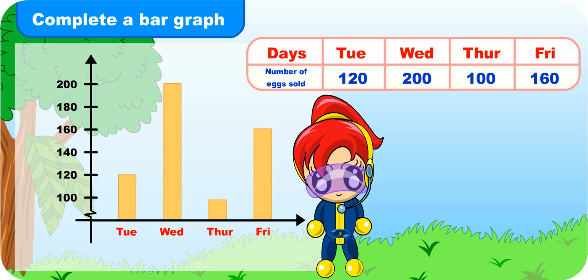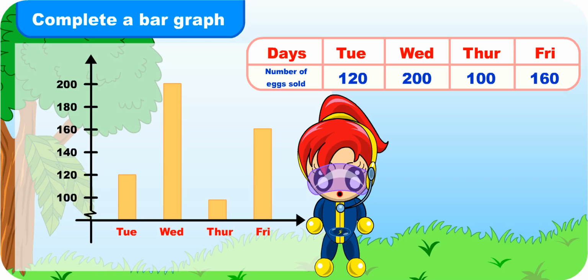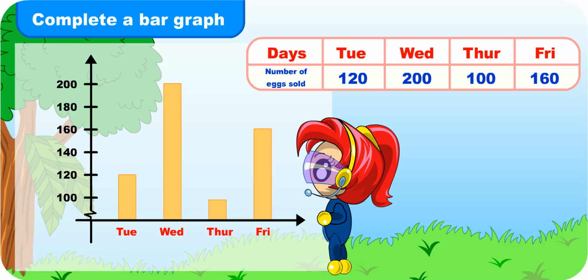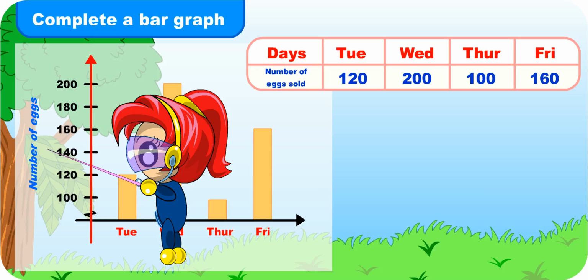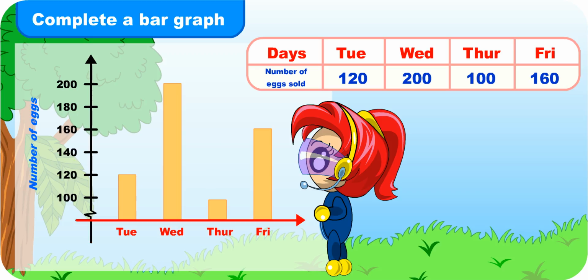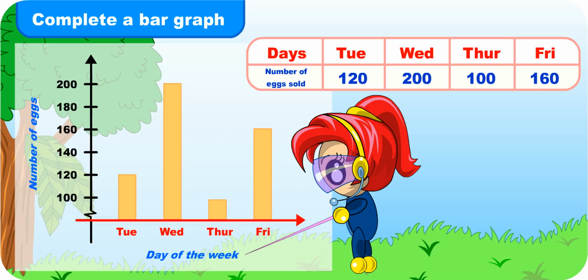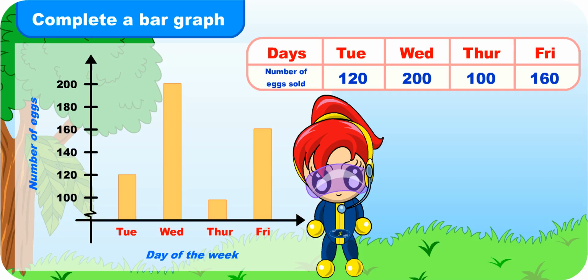But it looks like you've forgotten something else which is rather important. Oh, really? Let me check. Oh, yes, I have to label the axis. The vertical axis is number of eggs and the horizontal axis is day of the week. Very good. The bar graph is now complete.